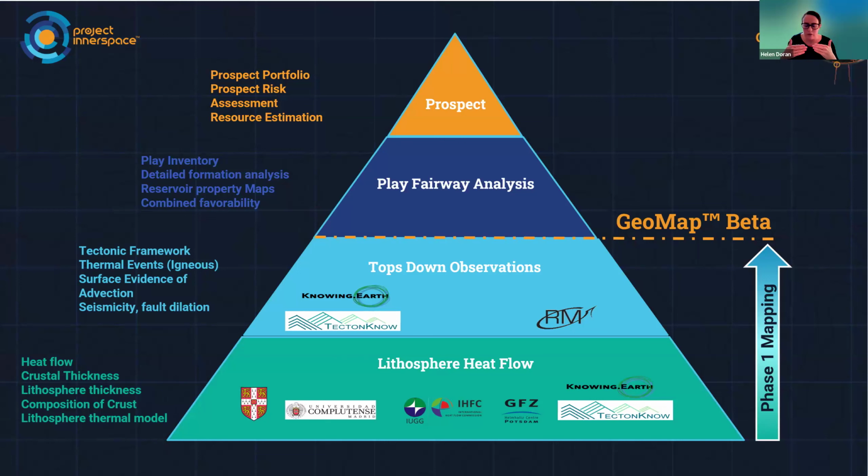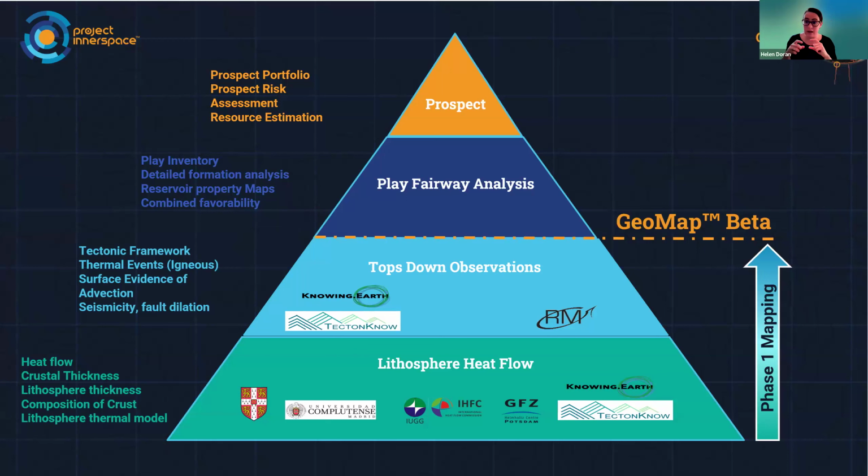And the reason we do this is to facilitate decisions on where future efforts and resource should be focused. Because once we move up the triangle, it becomes more time-consuming, more expensive, and more data-heavy to understand play, fairway, and prospect analysis. So we want to home in on the areas that are worthy of spending that time and resource. And by establishing a robust base, that helps us make those decisions. And what you gain access to on the GeoMap beta platform online is essentially the data that we have created from the first 2 layers of this triangle.